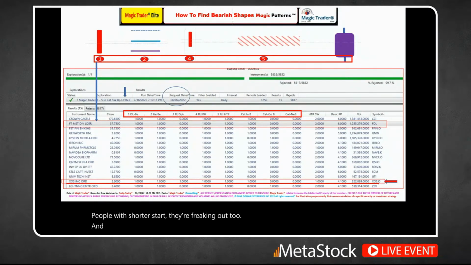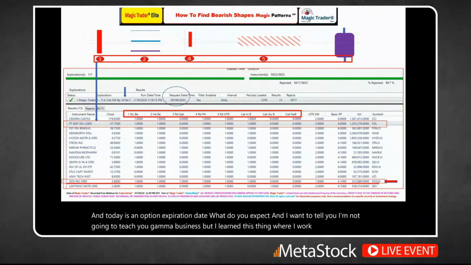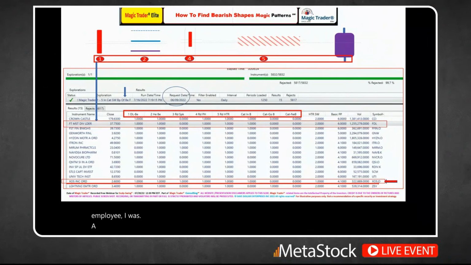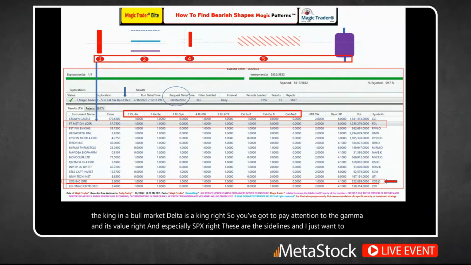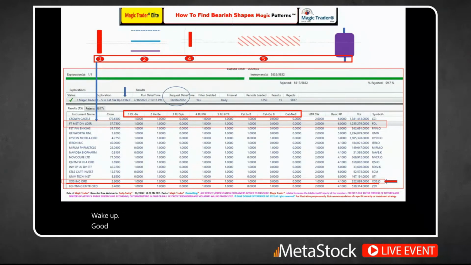And today is an option expiration day. What do you expect? I'm not going to teach you the gamma business, but I learned this when I worked, not as an employee, but as a guy who invested money with them, a partnership. Gamma is the top secret in the industry. People don't pay attention. In this market, gamma is the king. In a bull market, delta is the king, right? So you've got to pay attention to gamma and its value, especially on SPX, right? These are sidelines, but I just want to give you freebies. Wake up. Trade like an institution, think like an institution. This way, you know what institutions are planning to do.